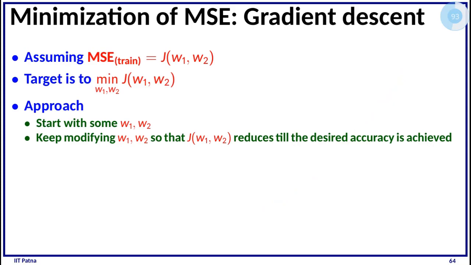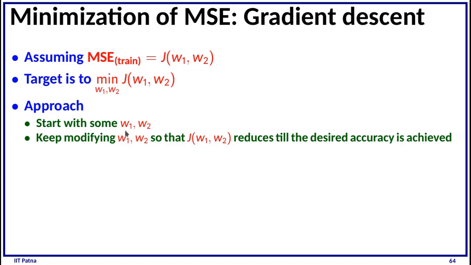So if we have multiple parameters, we can extend the same concept to find out those w parameters. So we'll have some function involving these w parameters. We can determine the mean square error, and our target is to minimize this value. So this is the mean square error and our target is to minimize this. So the approach is the same.